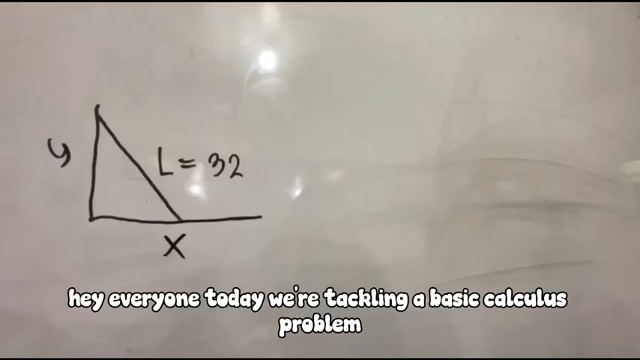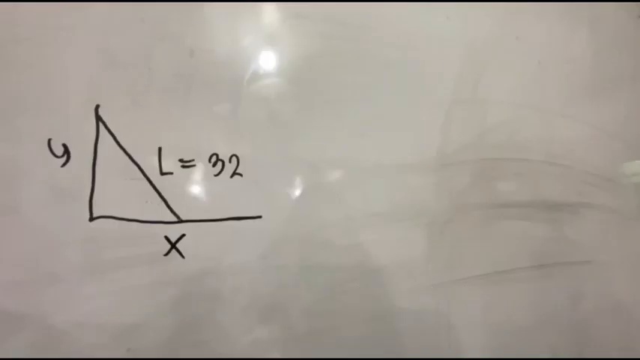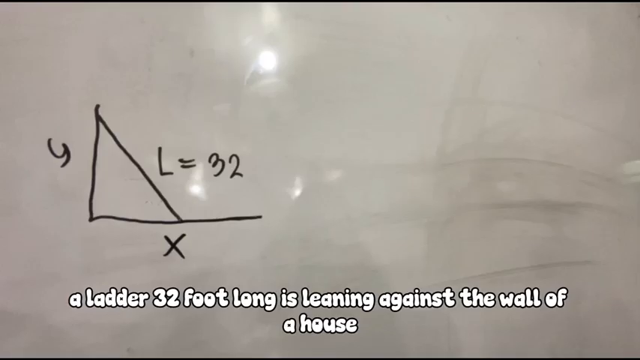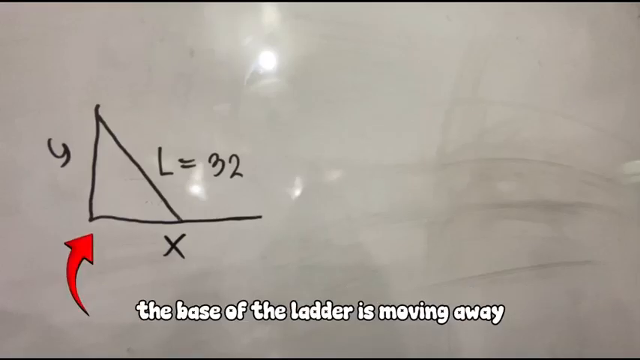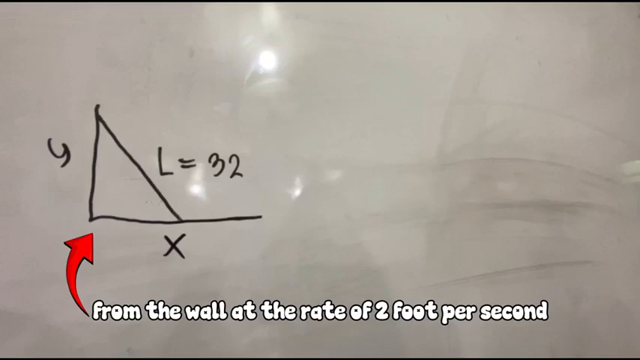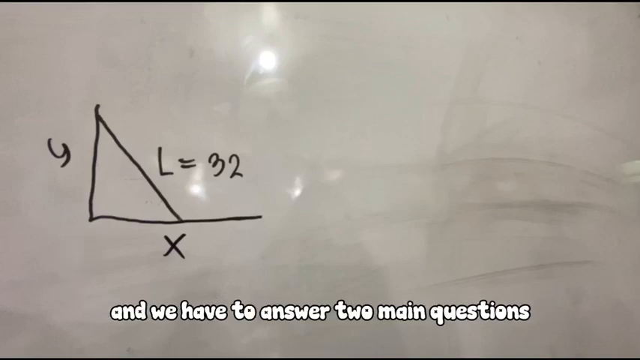Everyone! Today we're tackling a basic calculus problem, the sliding ladder. A ladder 32 feet long is leaning against the wall of a house. The base of the ladder is moving away from the wall at the rate of 2 feet per second. And we have to answer two main questions.